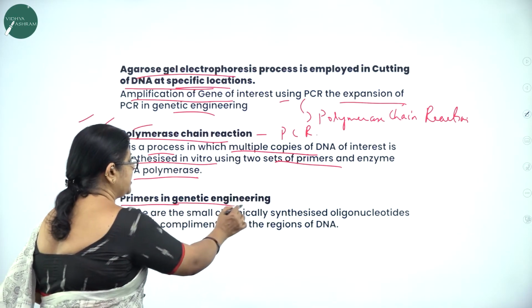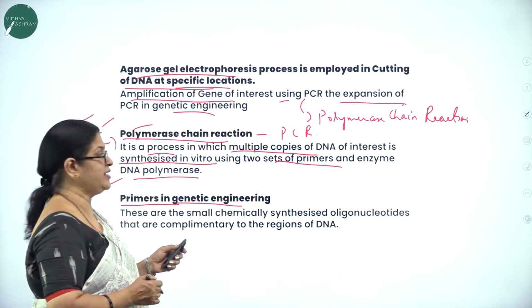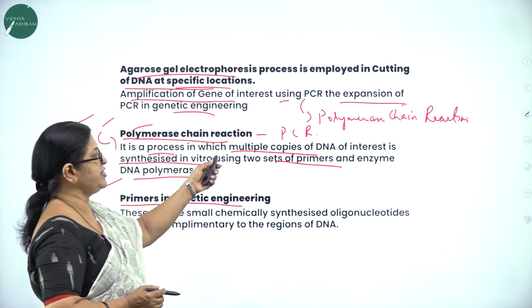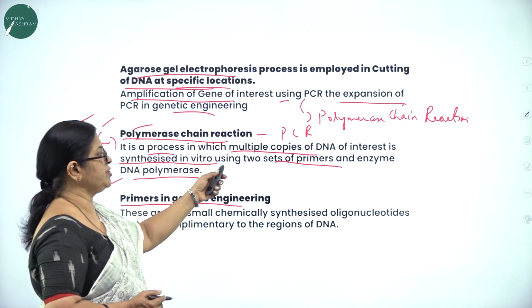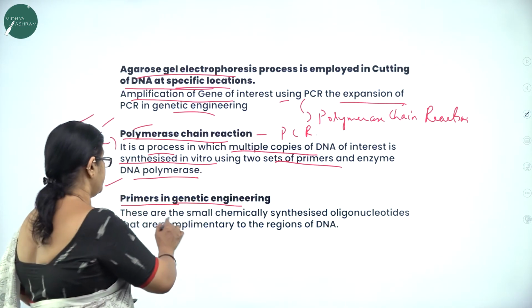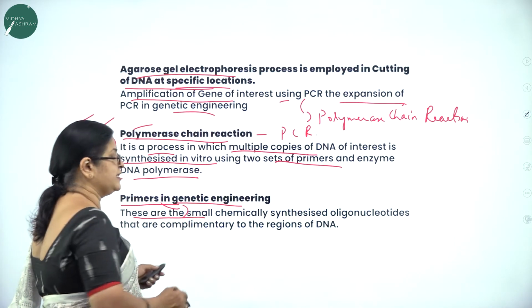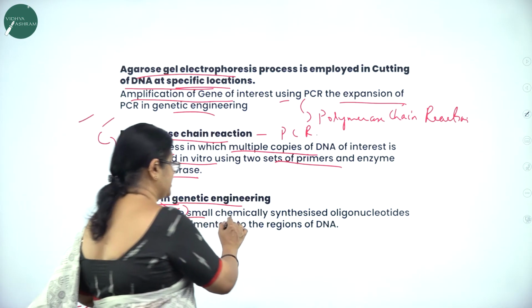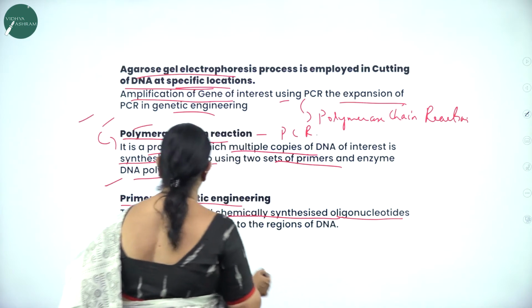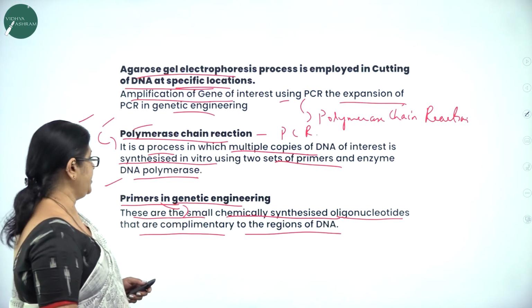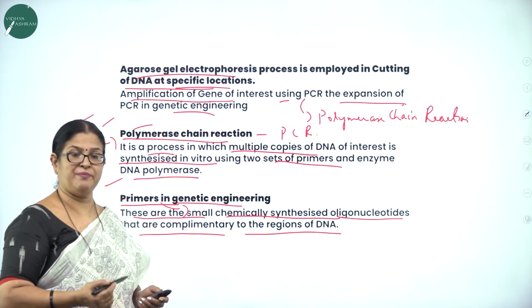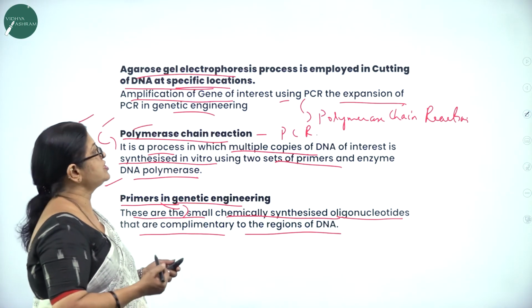Then primers in genetic engineering. What are primers then? As we said, PCR is a process in which multiple copies of DNA of interest are synthesized in vitro using two sets of primers. So what are primers? These are small chemically synthesized oligonucleotides that are complementary to the regions of DNA. This might also be asked: what are primers? What is PCR?